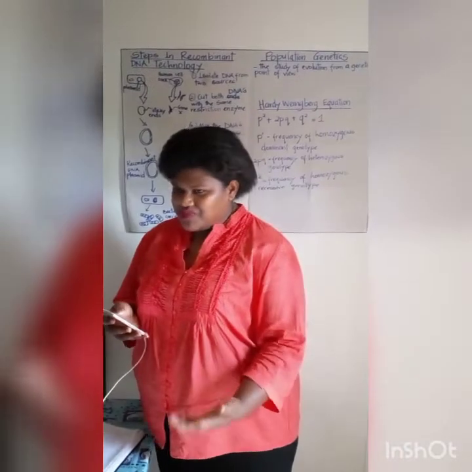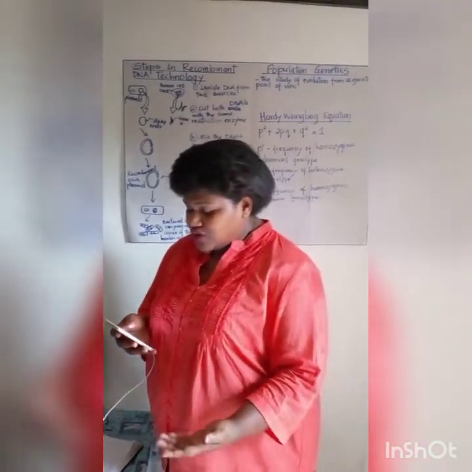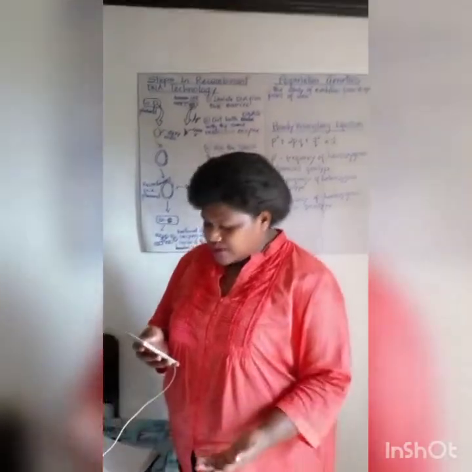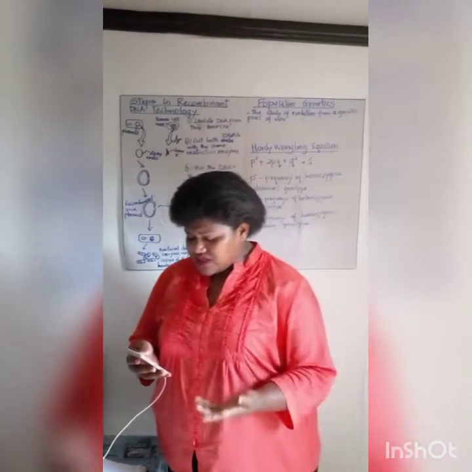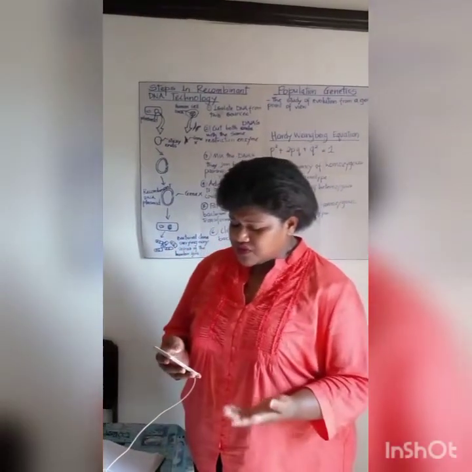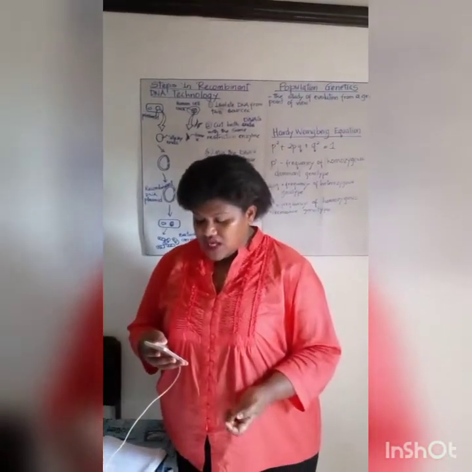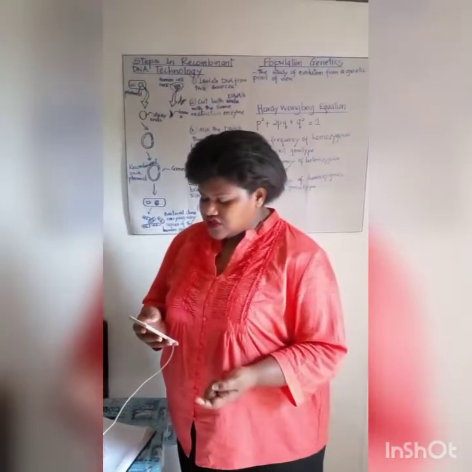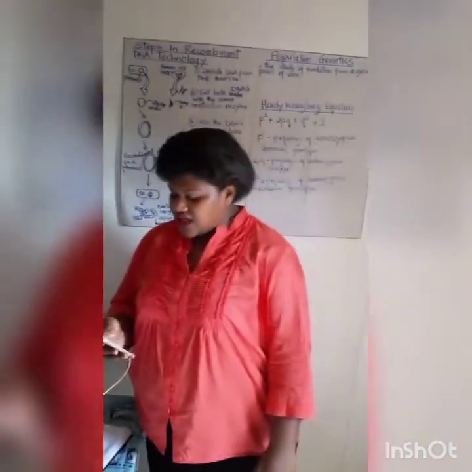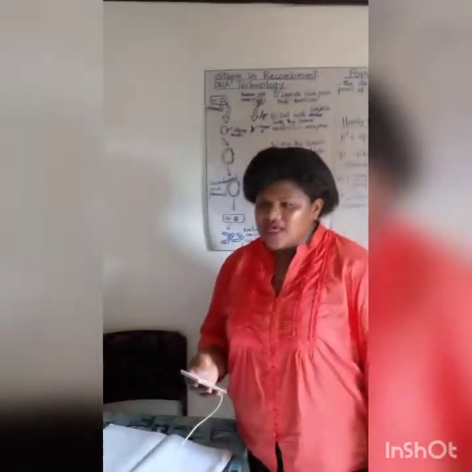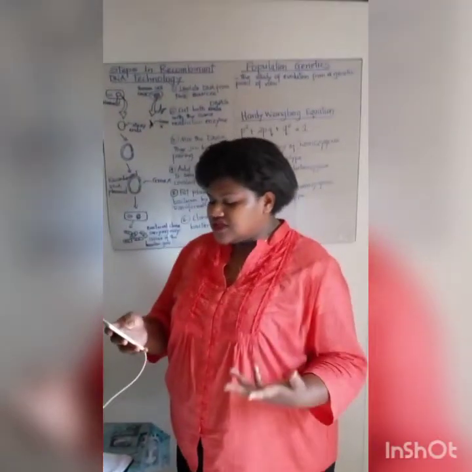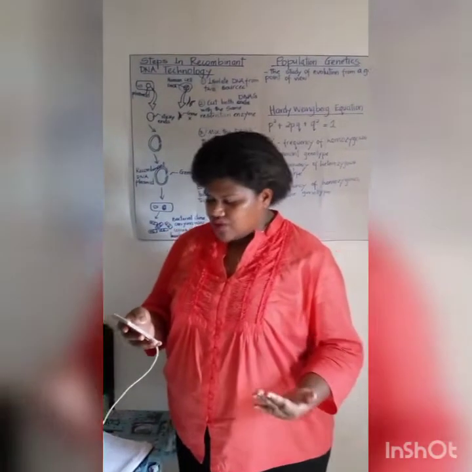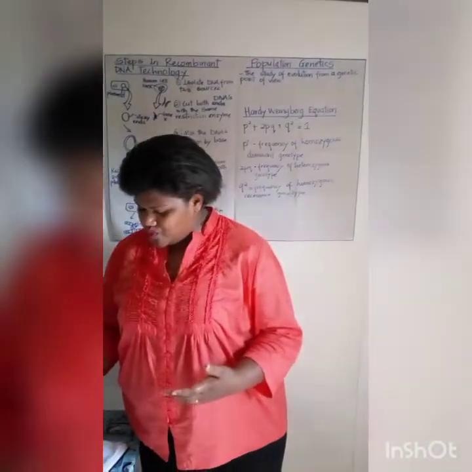The Hardy-Weinberg principle, also referred to as Hardy-Weinberg equilibrium, is a fundamental concept in population genetics, a mathematical equation describing the distribution of allele forms of a gene in a population, and it expresses the conditions under which allele frequency is not expected to change. The Hardy-Weinberg principle has a formula. The formula is p squared plus 2pq plus q squared is equal to 1.